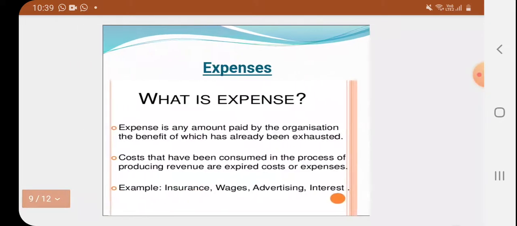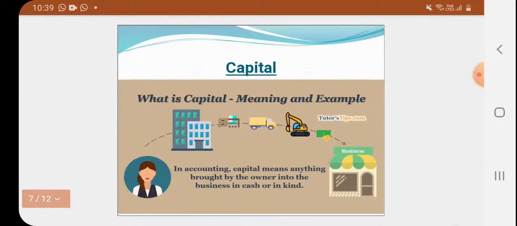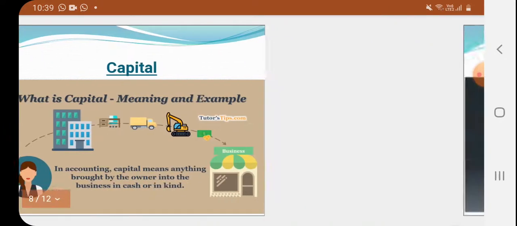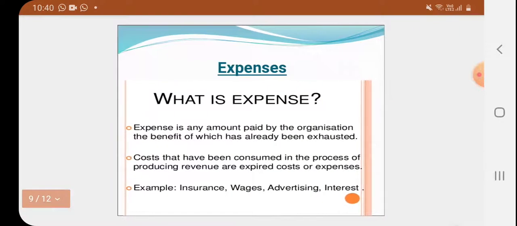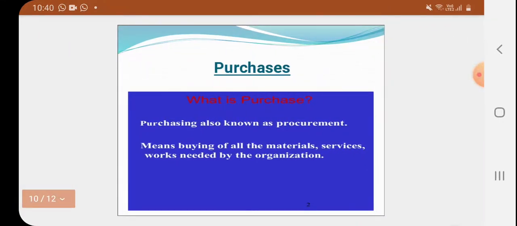So these are basically four accounting terminologies: capital, stock, expense and purchases. Very short terms. I hope you have understood.